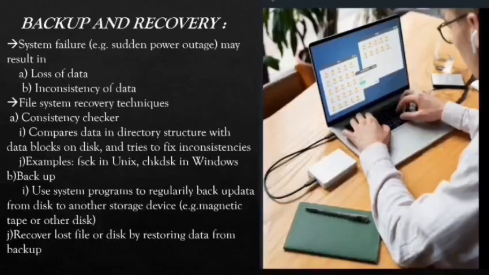Backup and recovery. System failure, for example a sudden power outage, may result in loss of data and inconsistency of data. File system recovery techniques: a consistency checker compares data in the directory structure with data blocks on disk and tries to fix inconsistencies, for example fsck in Unix and chkdsk in Windows.